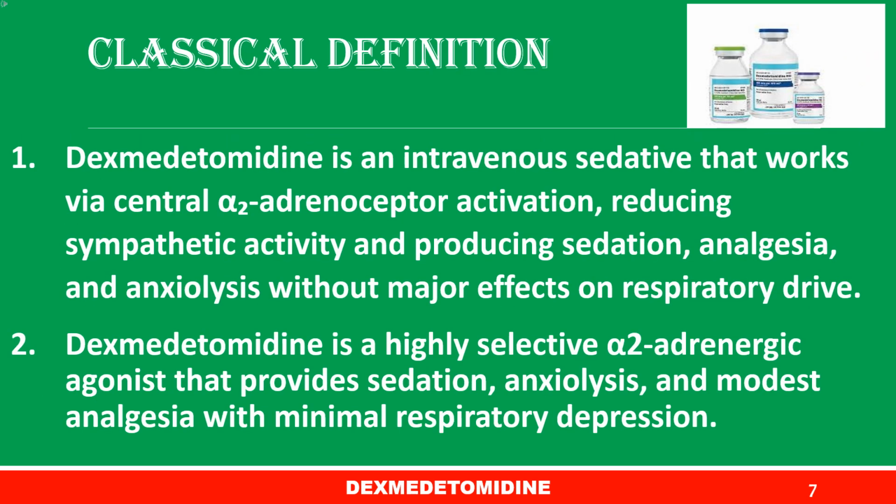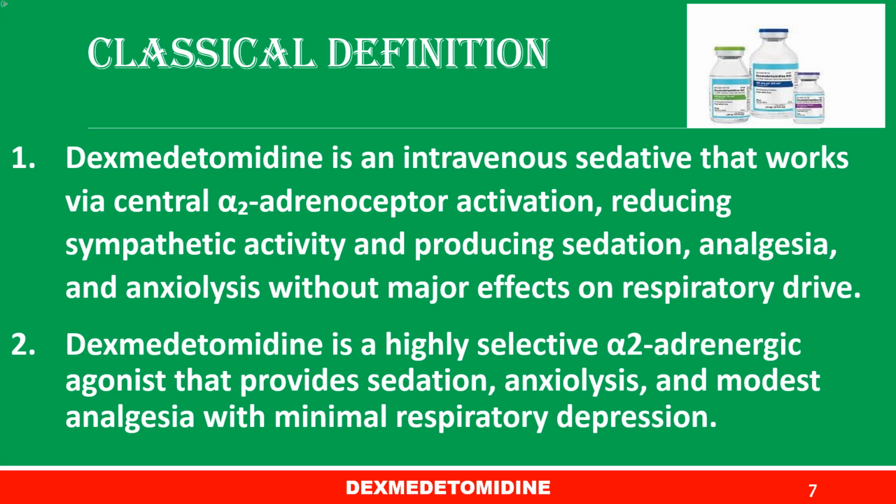Classical definition of dexmedetomidine. 1. Dexmedetomidine is an intravenous sedative. It's given through a vein to sedate patients. Works via central alpha-2 adrenoceptor activation. Dexmedetomidine acts on ALPHA2 receptors in the brain, reducing sympathetic activity. This means it calms down the body's stress response, producing sedation, analgesia, and anxiolysis without major effects on respiratory drive. Dexmedetomidine calms, helps with pain, reduces anxiety, and doesn't affect breathing much.